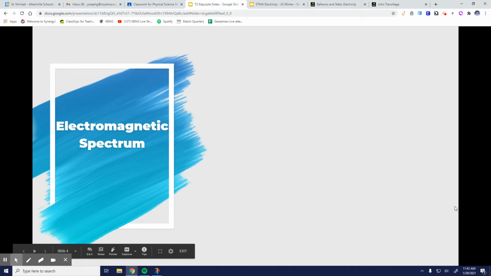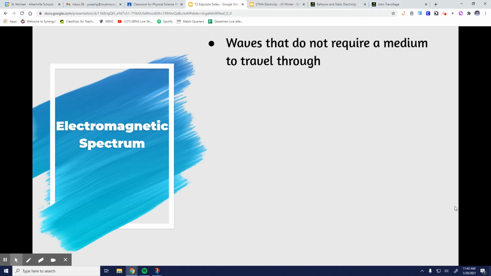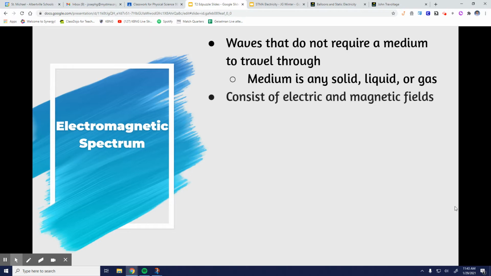So what is the electromagnetic spectrum? I know we talked about it last unit, but a quick review: the electromagnetic spectrum is a series of different wavelengths of light that do not require a medium to travel through. So they are waves that do not require a medium. A medium is something like a solid, liquid, or gas. So these are light waves that can travel through space. They consist of electric and magnetic fields interacting. And all of the different types of light that we're going to talk about are examples of the electromagnetic spectrum.